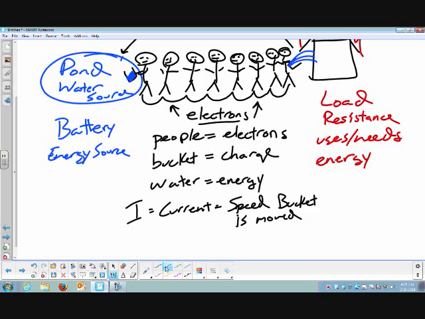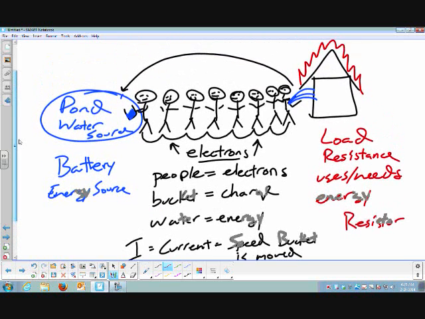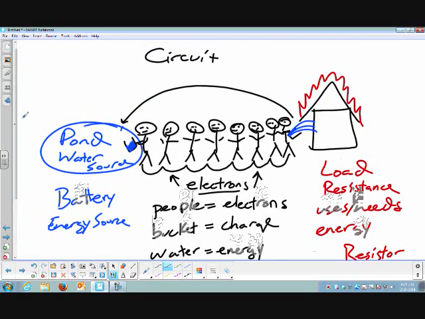Resistance is pretty simple. Resistance is how quickly the energy is used. This is my resistor. And now the other term is the voltage. And the voltage can get kind of confusing. I'm going to look at it in pretty simple terms, so bear with me.